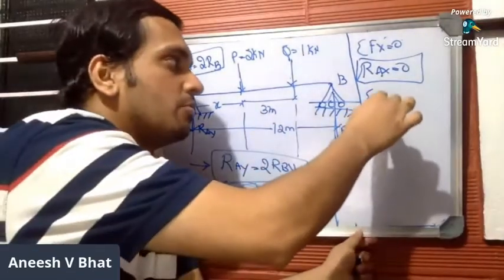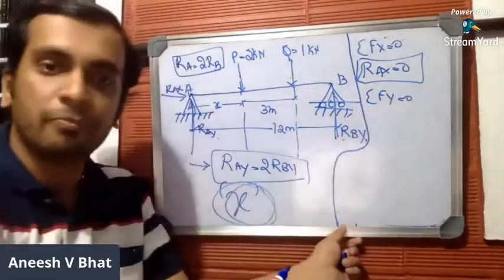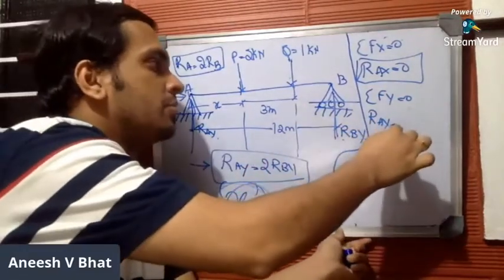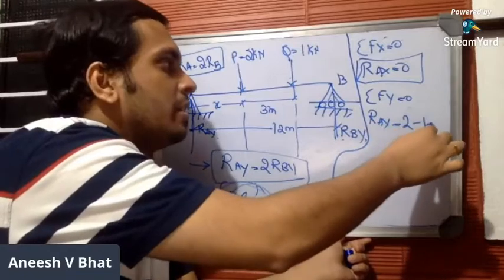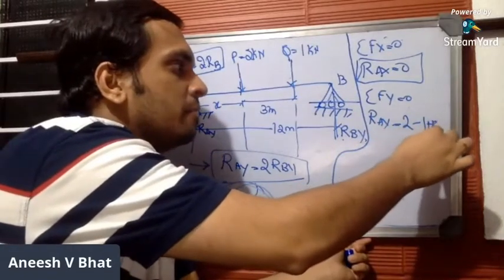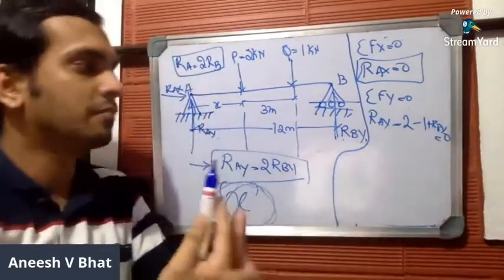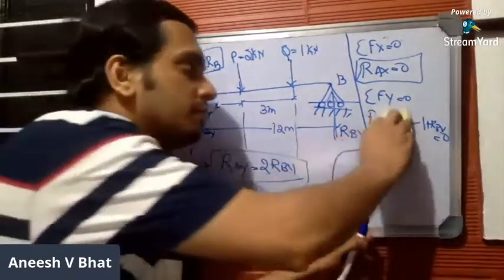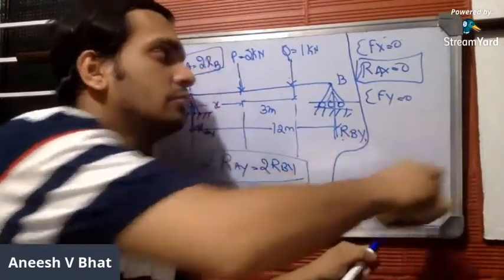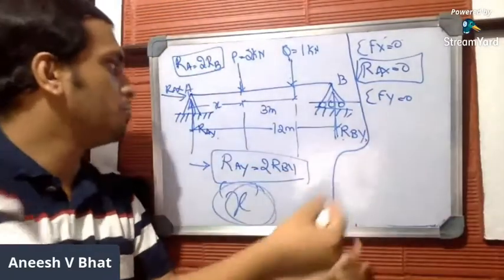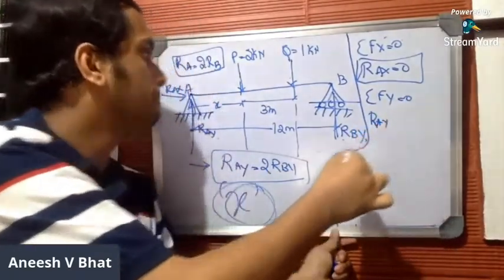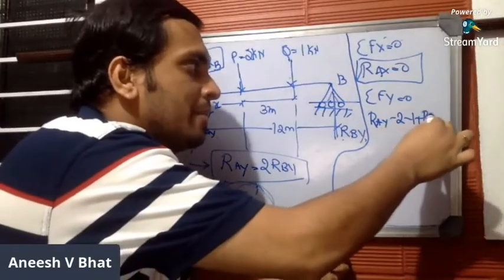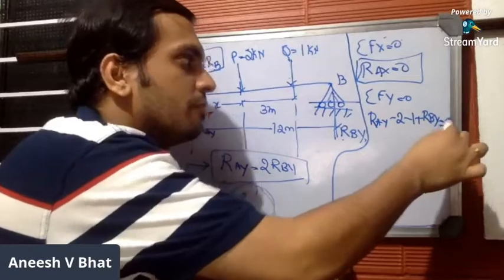Summation of Fy is equal to 0. Let us write all the forces which move in the y direction. Ray minus 2 minus 1 plus Rby is equal to 0. Let me write it properly, I think it's not visible. Summation of Fy: Ray minus 2 minus 1 plus Rby is equal to 0.